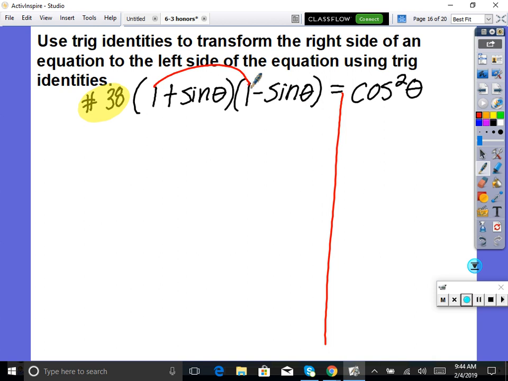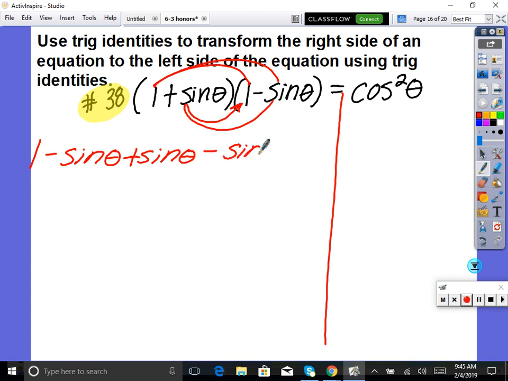1 times 1 is 1. 1 times minus sine theta is minus sine theta. Then we have a plus sine theta, which makes sense because these are conjugates, notice, and the middle terms cancel out. And then minus sine squared theta. Now, everybody, I need you to understand, if I write it like this, sine squared theta, it's no different than going sine of theta squared. They're equivalent. Just written differently.